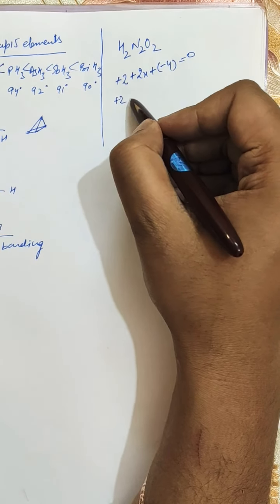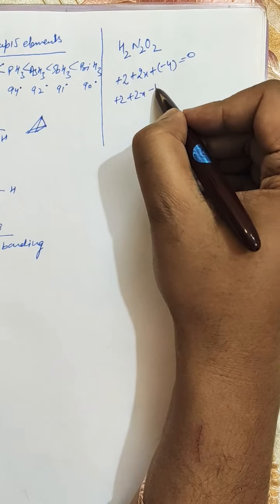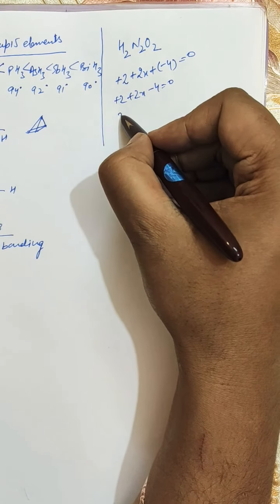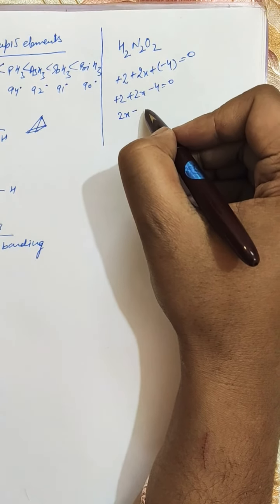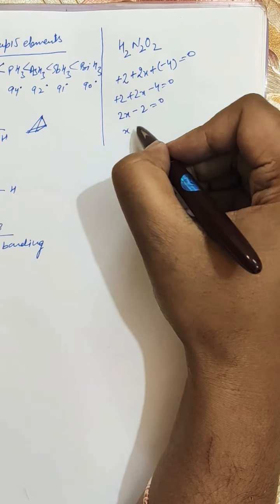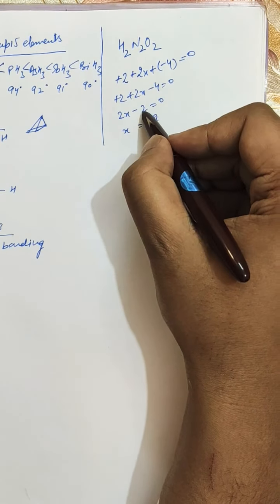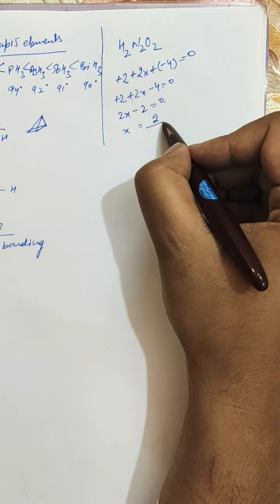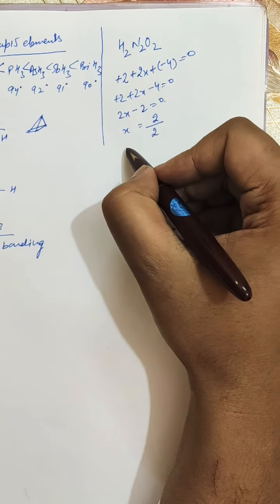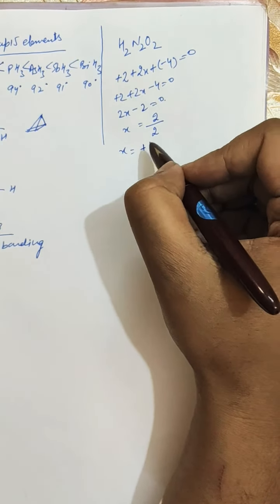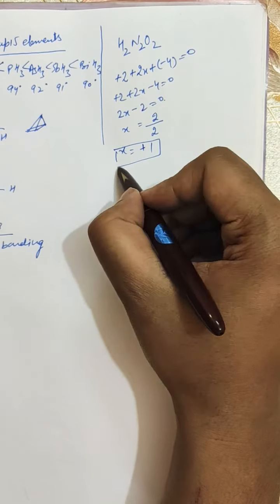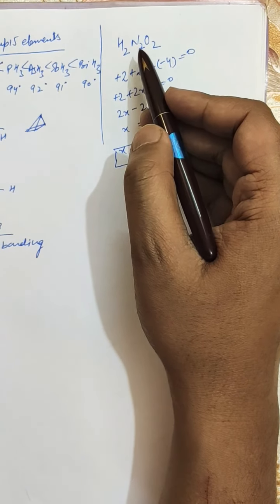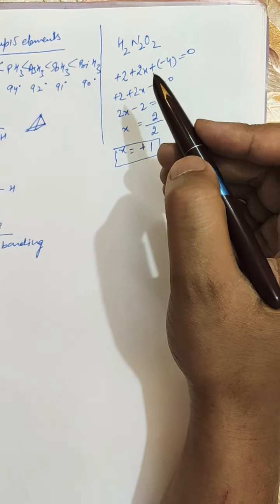Further +2 plus 2x minus 4 is equal to 0. 2x minus 2 is equal to 0. So 2x is equal to 2. This 2 comes to that side and divides by 2. So x comes to be +1. So oxidation state of nitrogen in hyponitrous acid is +1.